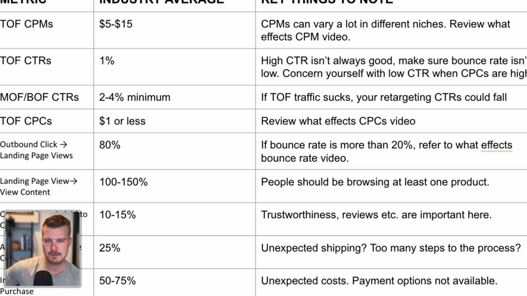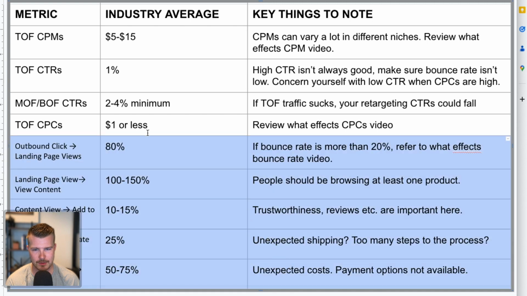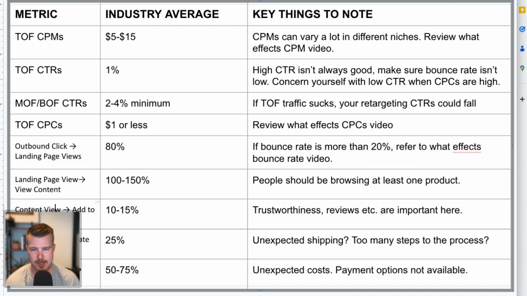Now, if you want some baseline metrics, let me just zoom out slightly. Come on, there we go. These are some baseline metrics you can use when you're calculating: am I on track? Am I on KPI? Am I off KPI? How am I doing right now? You can use this as a point of reference. You can take a screenshot of this, but effectively, these are the things we're going to be looking at: your bounce rate, your landing page view to view content rate, your content view to add to cart rate, your add to cart to initiate checkout rate, and then your initiate checkout to purchase rate.